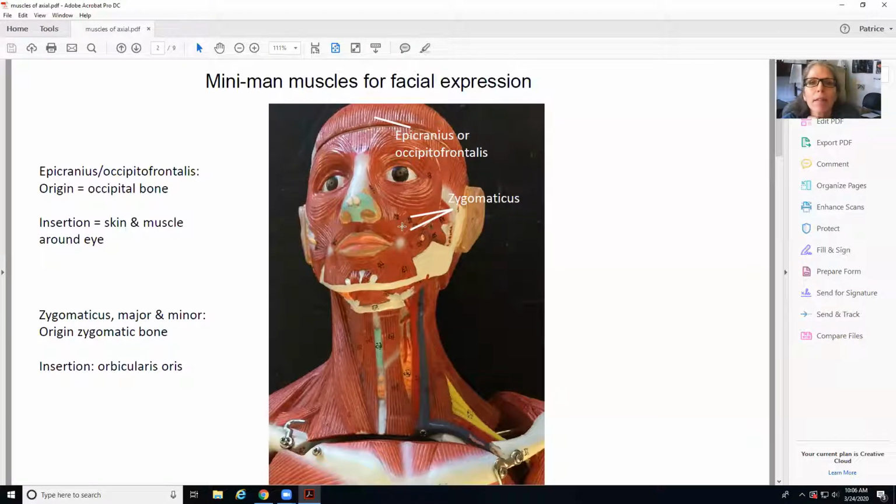The zygomaticus are on each corner. There's a set over here and there's a set over here. And the zygomaticus, there's a major and a minor. It is named for its origin on the zygomatic bone, right? This bone right here. And its insertion is actually on the orbicularis oris, and we can see that it's into the orbicularis oris. So when the insertion moves towards the origin, we smile, right? You get that smile. So that one is hopefully obvious.